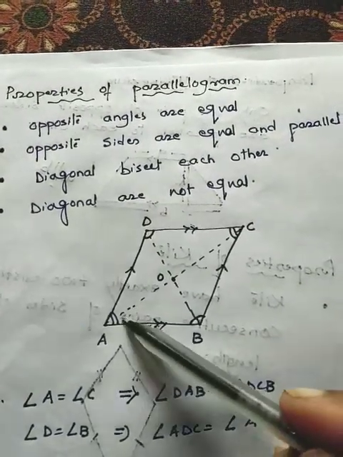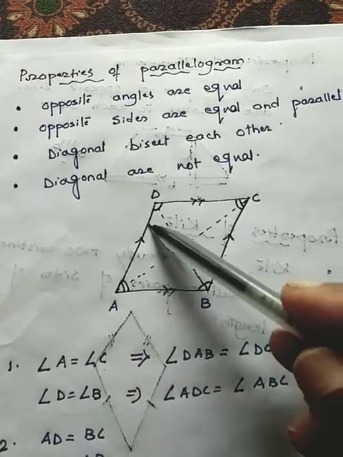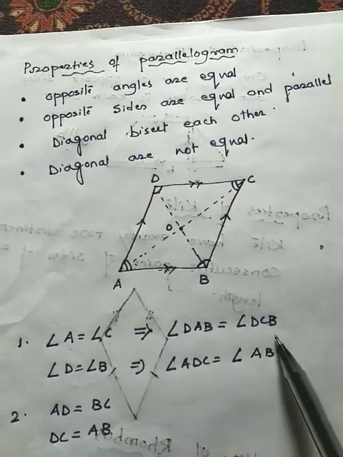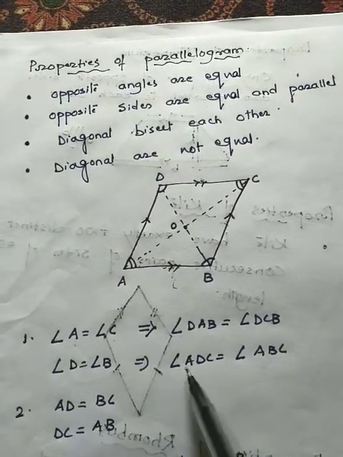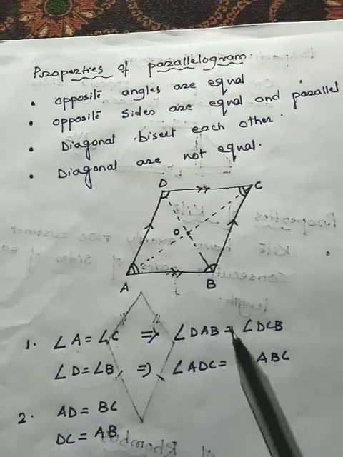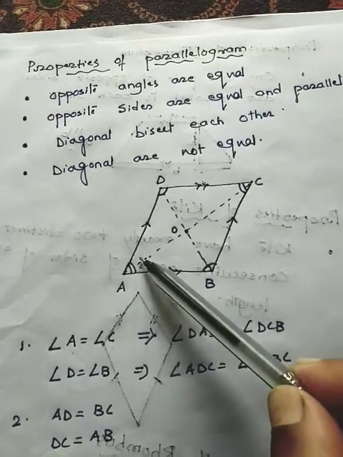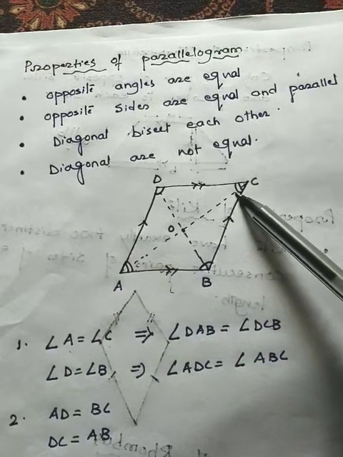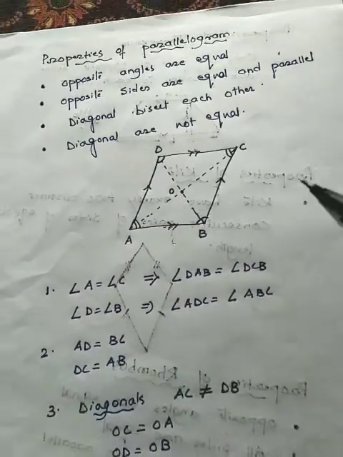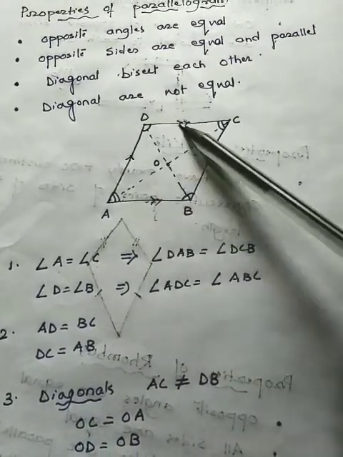In this case also opposite angles are equal, that is angle A equals angle C, and angle D equals angle B. Angle A could be written as DAB also, and angle C could be written as DCB also. Angle D could be written as ADC also, angle B could be written as ABC also. So I have written in both formations. The main motive is that you have to understand that the opposite angles are equal. Suppose this is 60 degrees, then this will also be 60 degrees. If this is 70 degrees, then this will also be 70 degrees. Understood? Now the second one, opposite sides are equal and parallel. That is, okay, the opposite sides are equal.